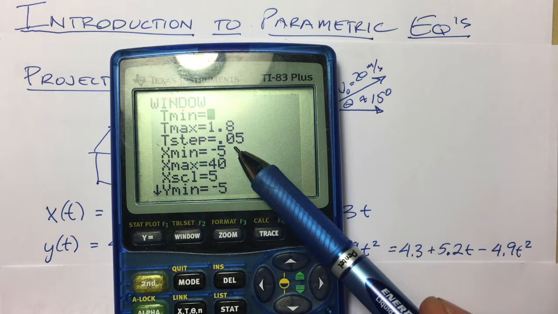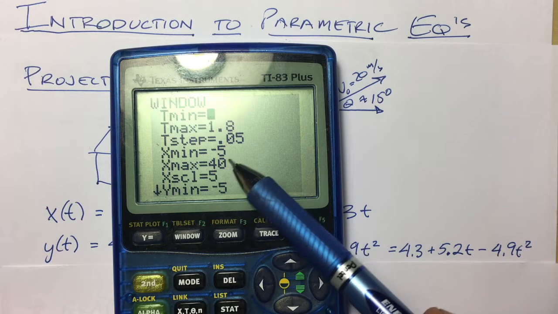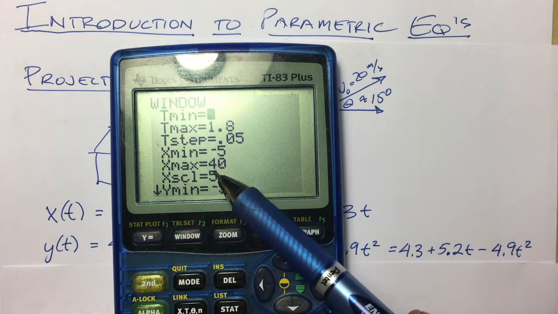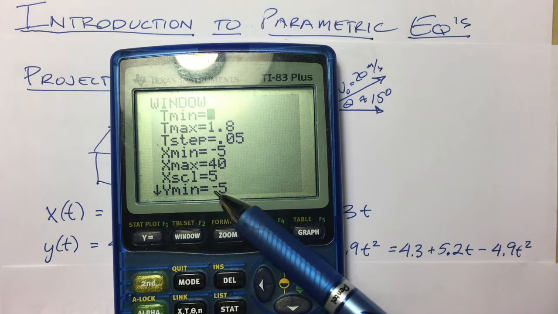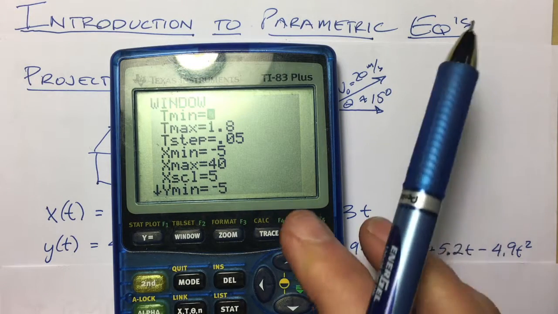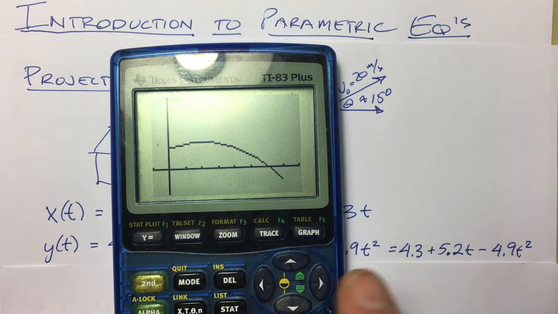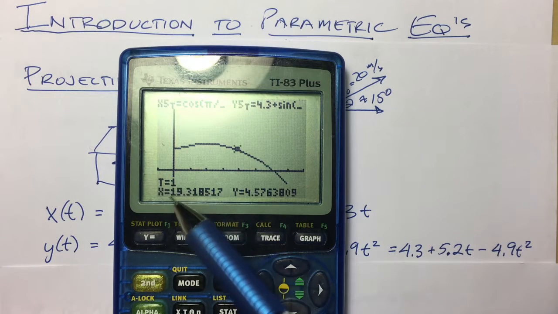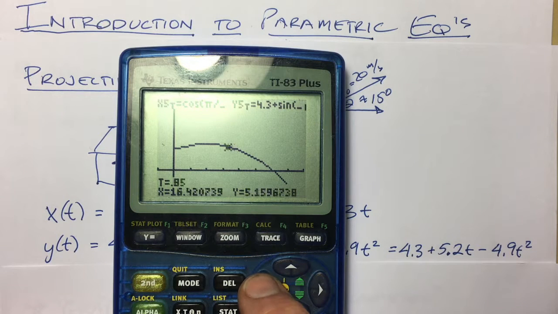I'm making it a small step, so it's a 20th of a second. I'm starting just in my window. I want to see back into the garage, and forward about 40 meters is maybe about how far it's going to go. And then there's the graph. Okay, so this is the way parametric works. When I go to trace, I see three things: the time, and then the x and the y. All right, so I can trace along here.